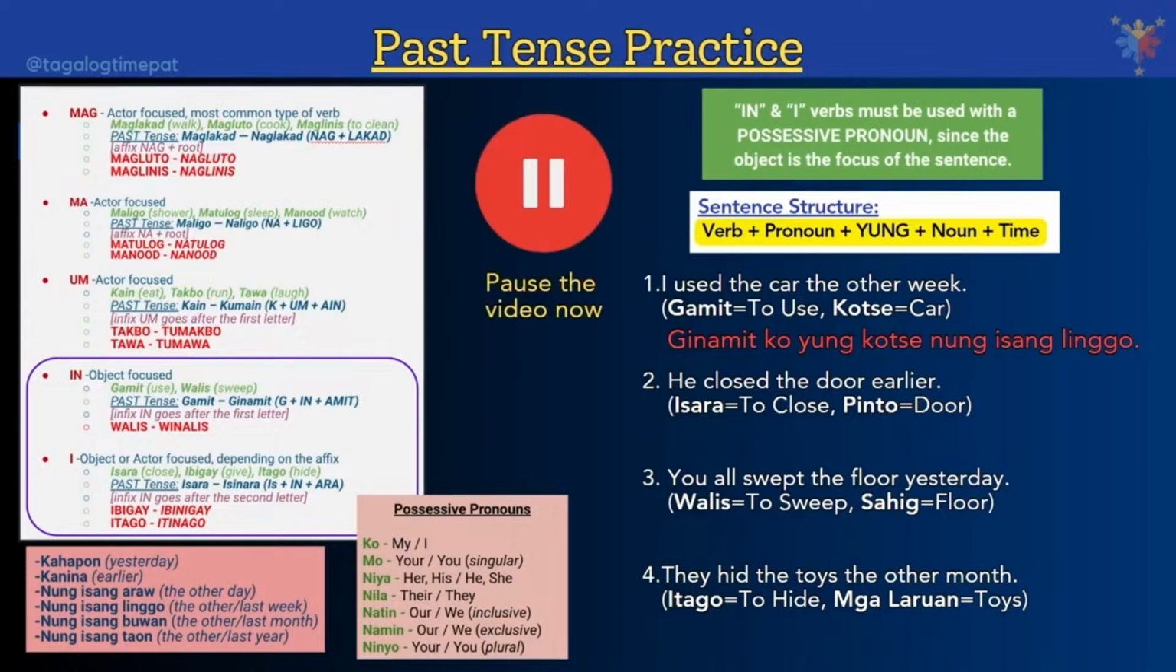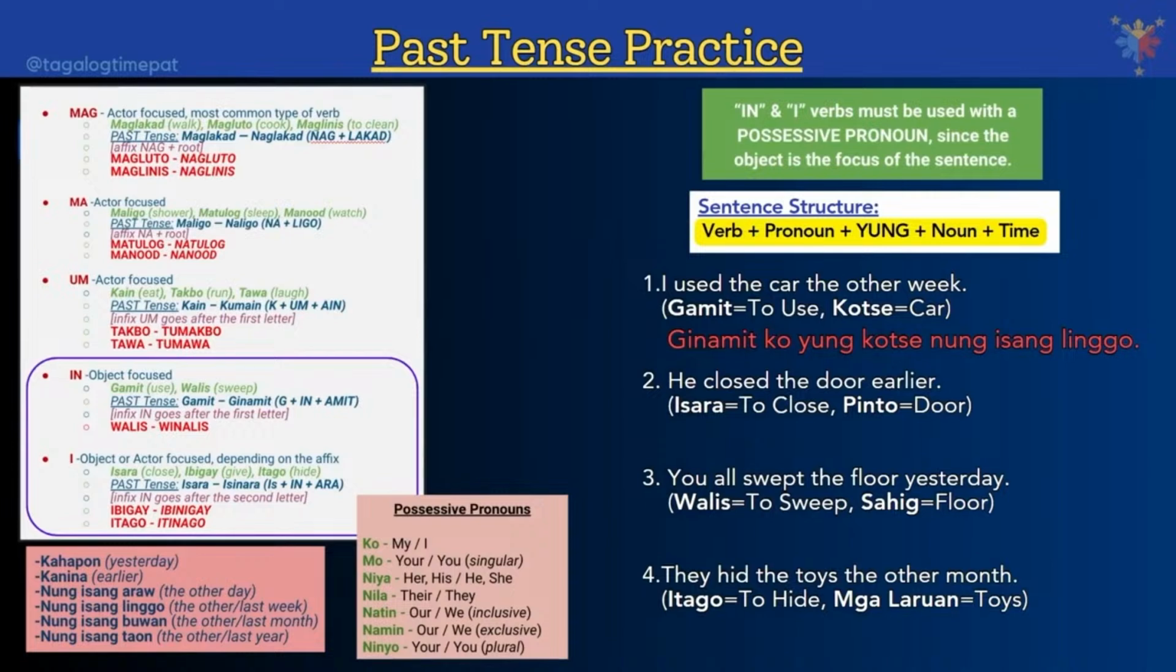Go ahead and try 2, 3, and 4. You can pause the video now if you need more time. And remember to just plug in all of the words into this sentence structure. Remember to use the patterns that we learned, and also remember to use possessive pronouns because we are using an object-focused verb now. Okay, go ahead and do these examples and we'll go over it in just a bit.